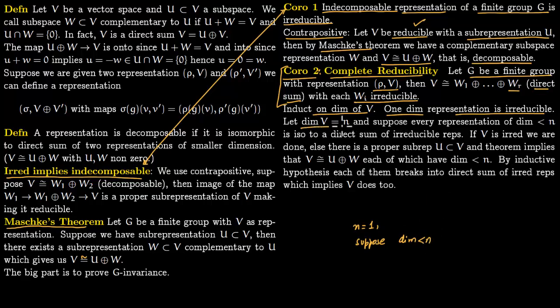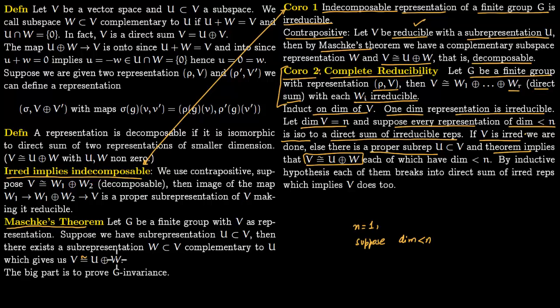So let the dimension of V be n, and suppose every representation of dimension less than n is isomorphic to a direct sum of irreducible representations. Now we come to the proof after our inductive hypothesis. If V is irreducible, we are done, nothing else to be done. Now if it is not irreducible, that means it has a proper sub-representation U of V. Maschke's theorem says that you can find a complementary space W and you can write V like this.